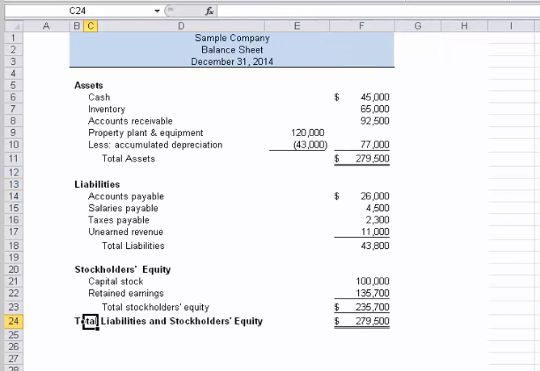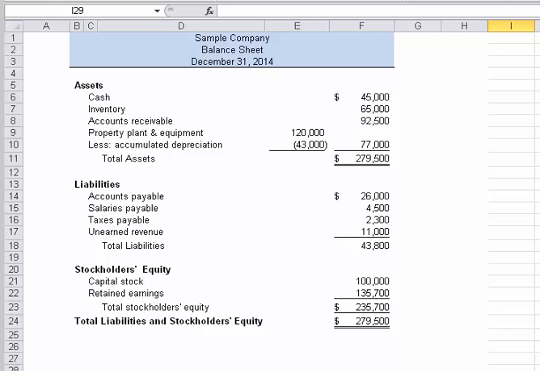Then we have the balance sheet. Now the balance sheet is a little bit different because it only prepares a statement as of the end of business on a certain date. So here we're looking at the balance sheet at the end of the year on December 31st, 2014. And we'll get into that in a bit more detail as well.